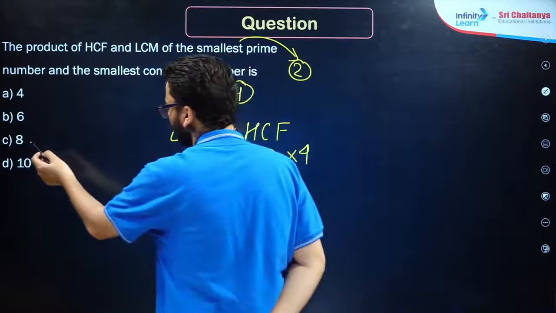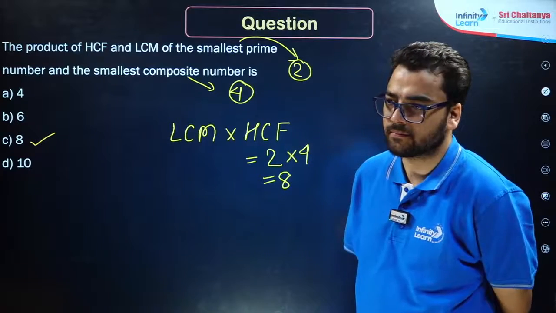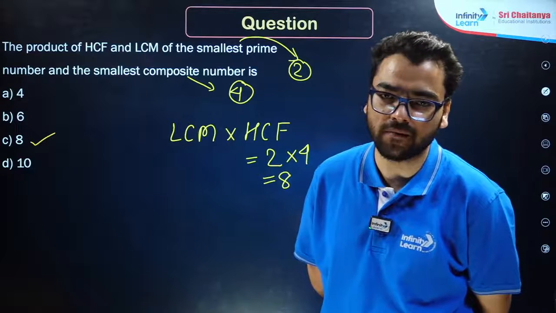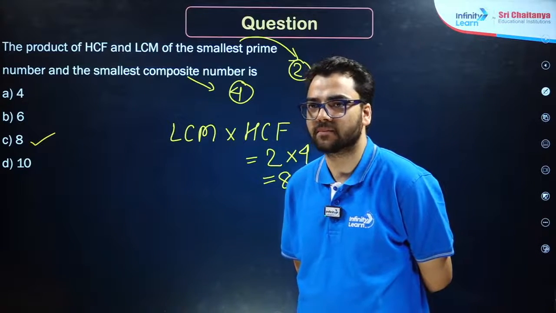Is it clear? LCM is not 8, Joshita. LCM is 4 only. LCM of 2 and 4 is 4, right? Is it clear?